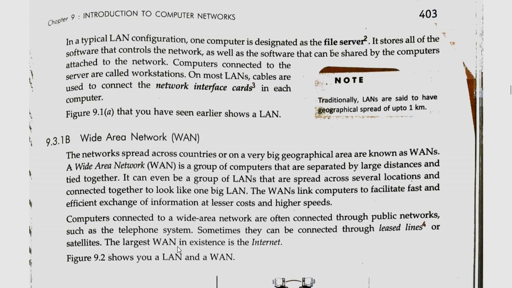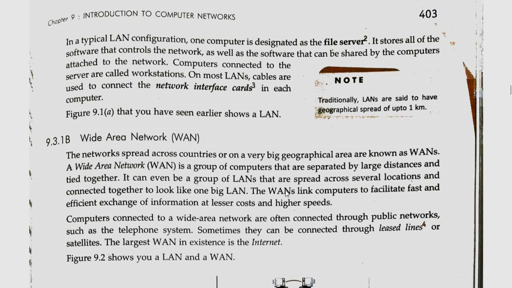It can even be a group of LANs that are spread across several locations and connected together to look like one big LAN. You know that the typical spread of LANs is up to 1 kilometer. So if we want to go to a higher range, about 20 to 15 kilometers, we can create different LANs at different points and then connect those LANs with the help of WANs. This WAN will actually look like a LAN only. It will have the properties of LANs, but it will cover a larger area.